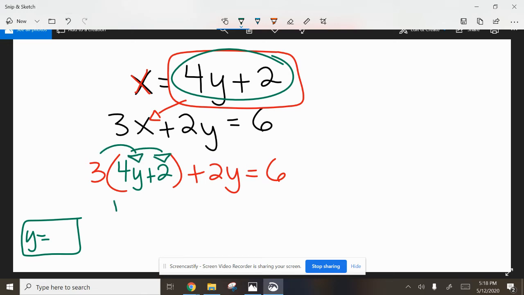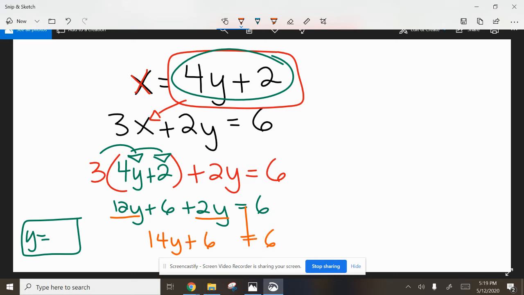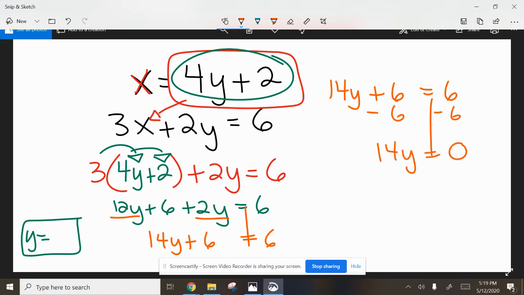All right, 12y plus 6 plus 2y equals 6. Now let's go ahead and combine like terms. 14y plus 6 equals 6. Let's go ahead and move our constants to the right. Our constant is 6. By moving it to the right, we go opposite operation, equals 0. Let's get rid of that 14.